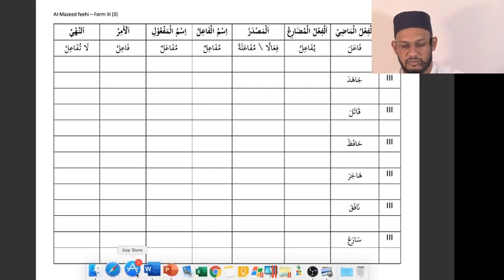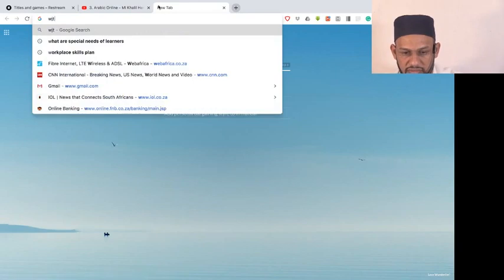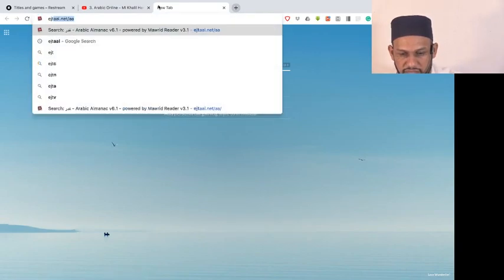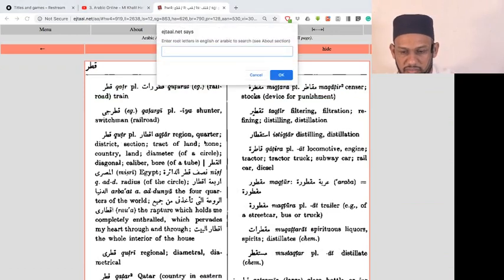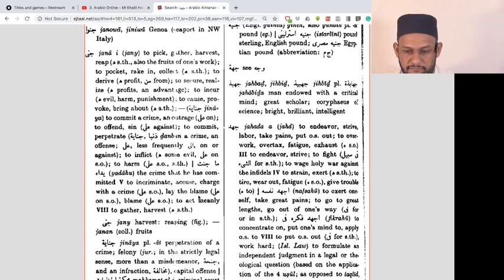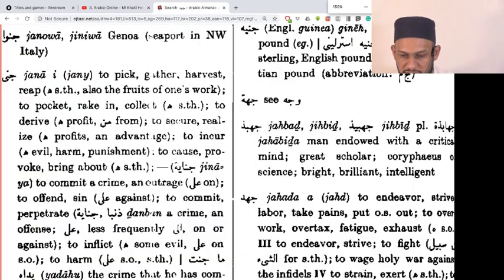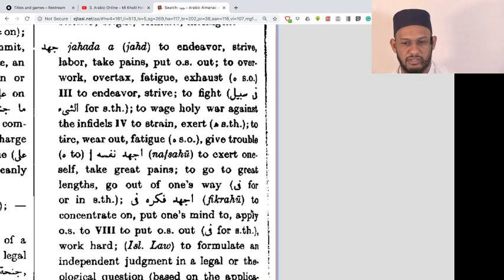If we look at jahada, for example, we go to our dictionary. If you have a dictionary, we can do it together. We type in jahada, and then we come to our scale here, jahada. So you're all with me? Jahada on the first bab means to endeavor, to strive, to labor.